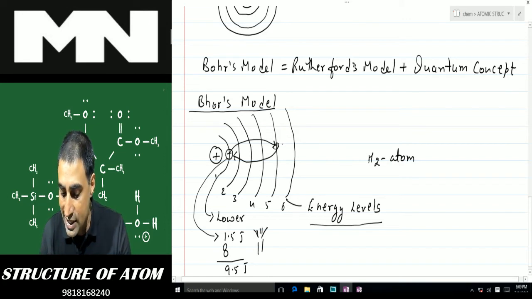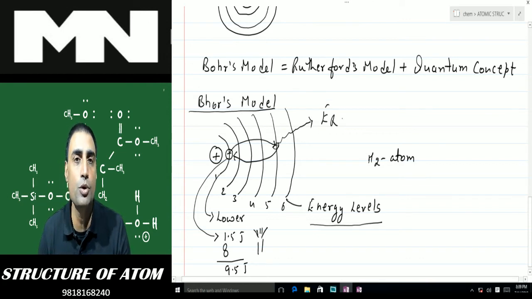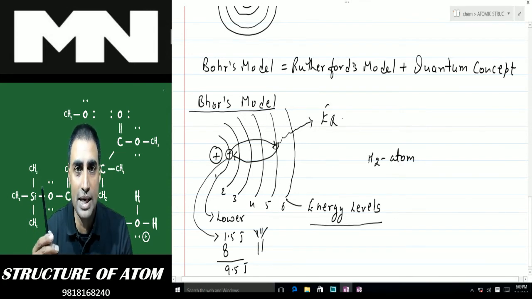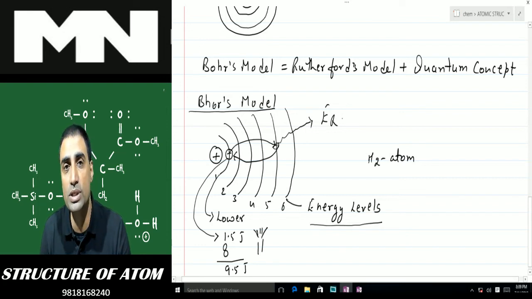So whatever energy it has absorbed, it will radiate it. That will come out in the form of electromagnetic radiation. This is how Niels Bohr explained the absorption and emission of electromagnetic radiation by an atom. Again, we'll come to the same example. Suppose this is an iron rod. When I'm heating this iron rod, the electrons are absorbing energy. They are jumping from a lower energy level to a higher energy level. But when I take it out from the burner, the electrons now move from a higher energy level to a lower energy level. And whatever energy they have absorbed, they are losing that energy in the form of electromagnetic radiation. So this is what happens in an atom.